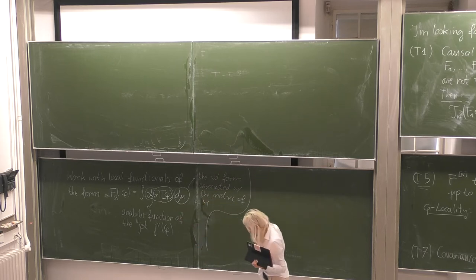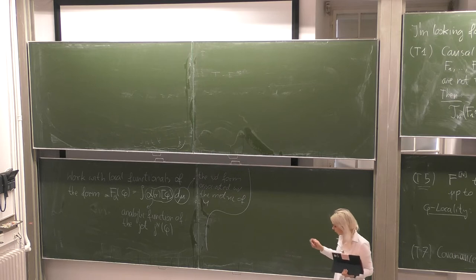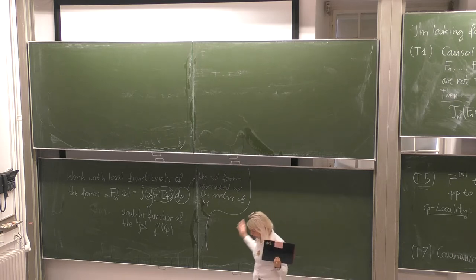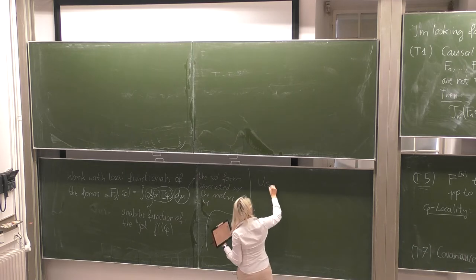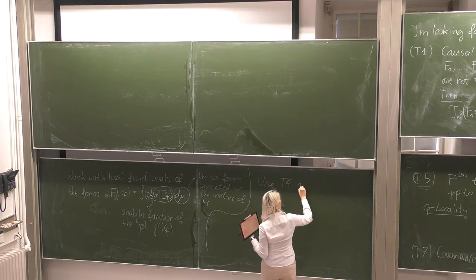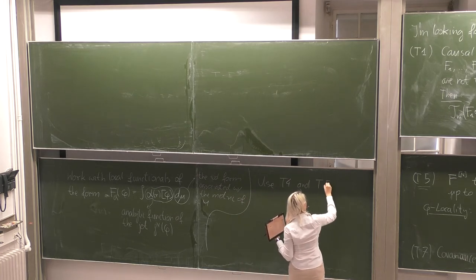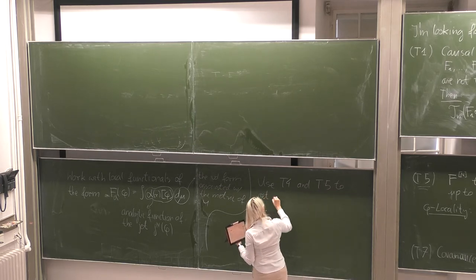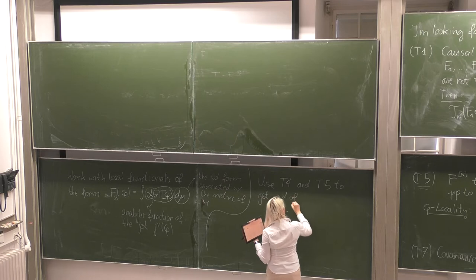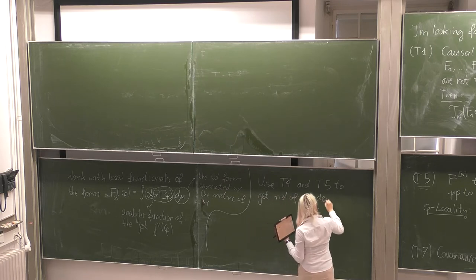So let's do that. I want, in the first instance, to use some of these properties to simplify my construction. And the first thing I want to get rid of is the dependence on phi. So I'm going to use T4 and T5 to get rid of phi dependence.